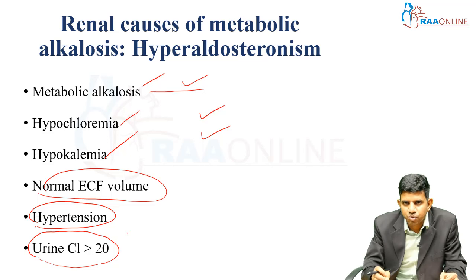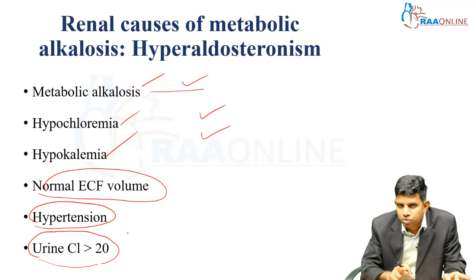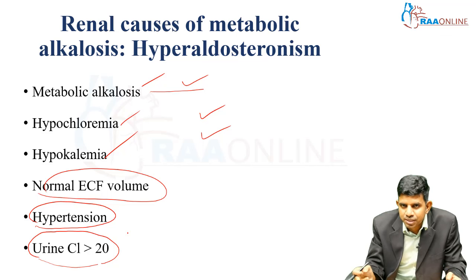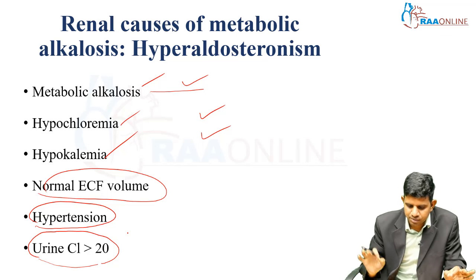Here, the urine chloride is more than 20. Even if I give normal saline in this condition, the metabolic alkalosis won't be corrected. So, this condition is called chloride resistant metabolic alkalosis. In the GI cause, if I give sodium chloride, normal saline, it will correct my metabolic alkalosis. Here, it won't correct my metabolic alkalosis. Those GI causes, a high chloride content solution corrects my metabolic alkalosis, so it is chloride sensitive. In this hyperaldosteronism condition, the hyperchloremic solution won't correct the metabolic alkalosis. This is called chloride resistant metabolic alkalosis.